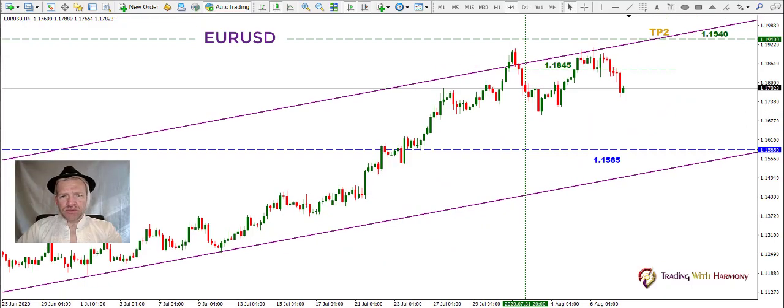So last week we were at this point here, and what I was talking about was that we were looking for a pullback into this area and then to come up and hit our TP. So it hit our take profit at 1.1845. Now we have a bit of a pullback. So I'm looking this week and beyond for a bit more of a pullback and then to come up into our TP level, being the 1.1940, for this week and beyond in the euro dollar.